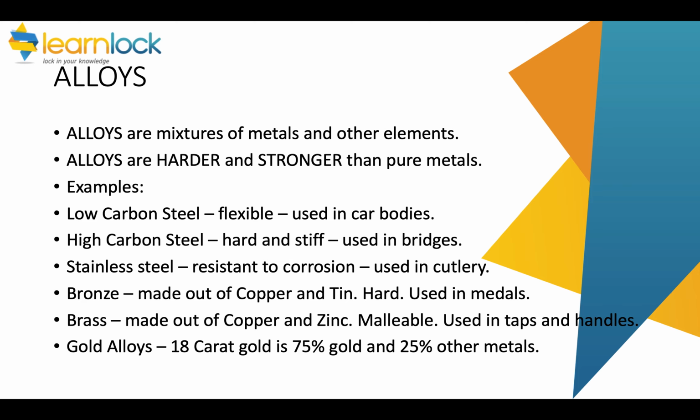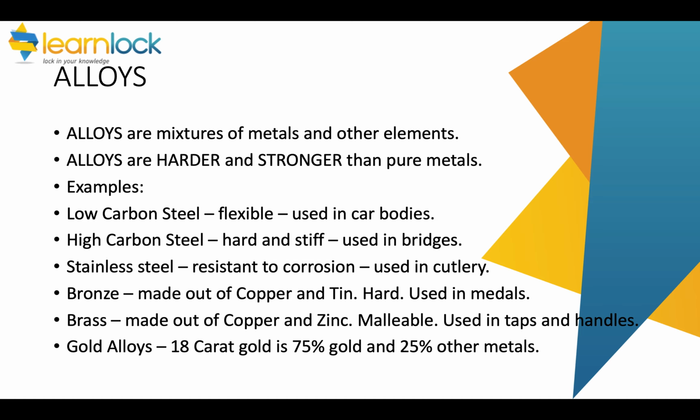Steel is an alloy. You can get low carbon steel, that's more flexible, used in car bodies. You can get high carbon steel, which is harder, used in bridges. And stainless steel, that's resistant to corrosion, used in cutlery. Other alloys, bronze, that's made out of copper and tin, so it's very hard, used in things like medals. Brass, that's made out of copper and zinc, so it's more malleable and used in taps and handles.